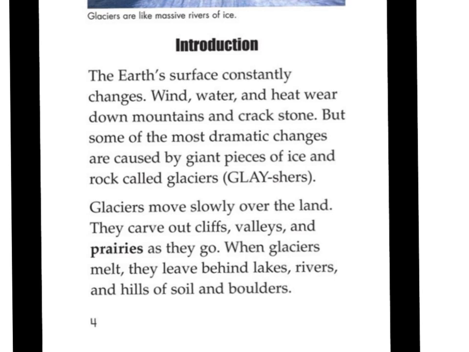What is wear down? Wear down is to slowly destroy. But some of the most dramatic changes are caused by giant pieces of ice and rock called glaciers. These books are American, that's why they say glaciers. But remember, for British, as you heard in the listening of the book, it is glaciers, okay? Glaciers move slowly over the land. They carve out cliffs, valleys, and prairies as they go. When glaciers melt, they leave behind lakes, rivers, and hills of soil and boulders, okay?